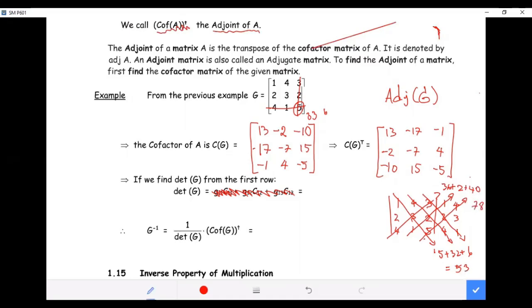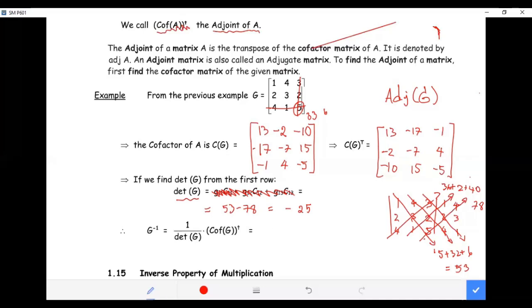And then minus them. Let's write it here. Determinant of G, you get 53 minus 78. That's going to be negative 25. Okay. Now, let's find G inverse.